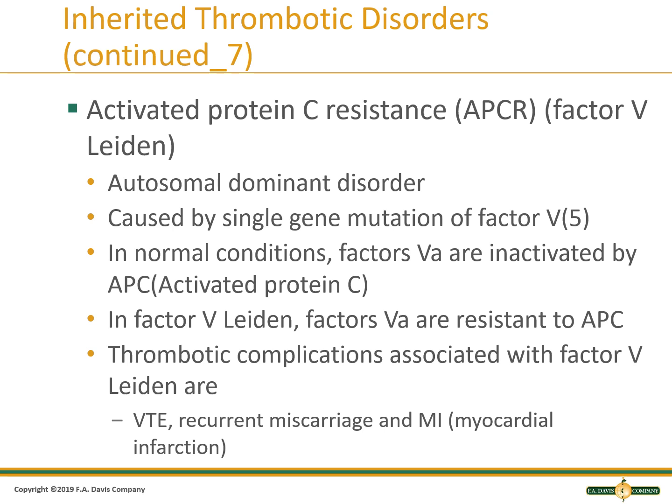Activated protein C resistance, or APCR, is another type of inherited thrombotic disorder. It's autosomal dominant. It's caused by a single gene mutation of factor V. In normal conditions, factor 5A is inactivated by APC, or activated protein C. In factor V Leiden, factor 5A is resistant to APC. So thrombotic complications that are associated with factor V Leiden are VTE, recurrent miscarriage, and MI, which is myocardial infarction, otherwise known as a heart attack.